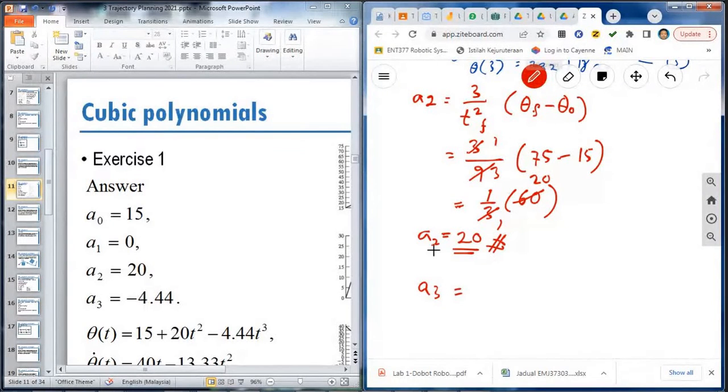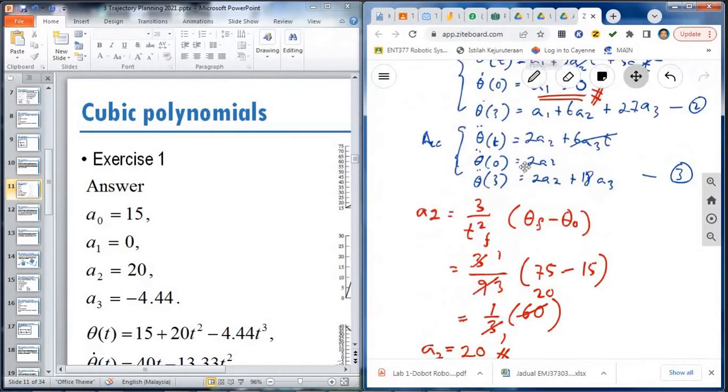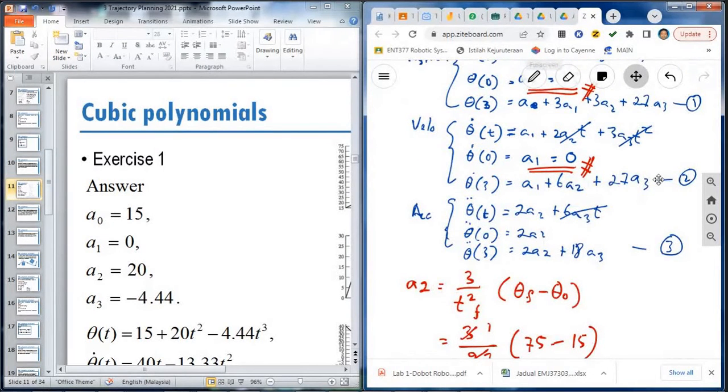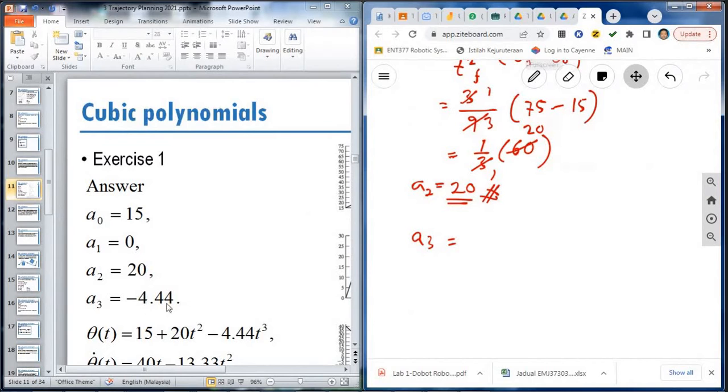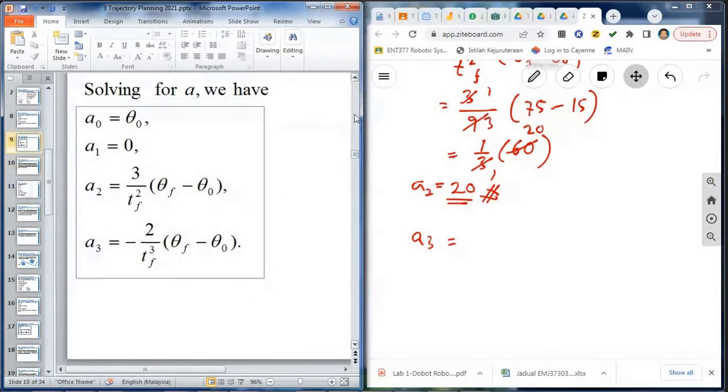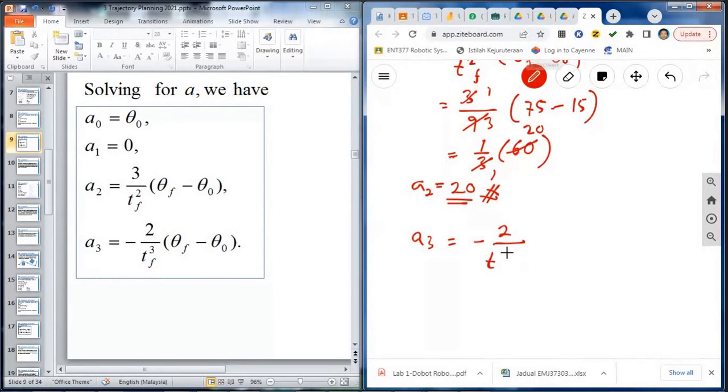So for A3, you can use the elimination technique also. To find A3, you can use equation 2 and equation 3, replacing A1 and A2 after you get the values. So you can use elimination technique to find A3. The other way to find A3 is by using a simplified formula, this one. So A3 equal to negative 2 divided by T final to the power of 3, times theta final minus theta 0.